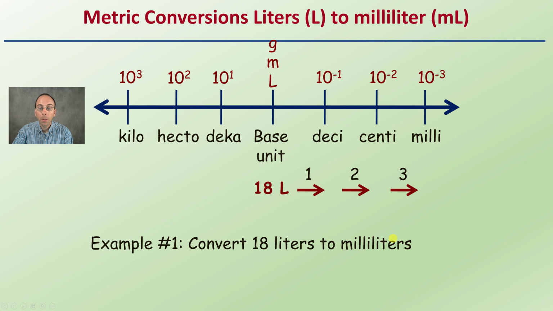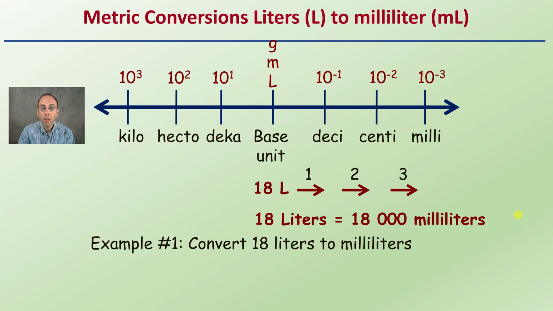We're converting liters to milliliters. It's going to be a much larger number. So we're going to move that 3 spaces to the right, making it a much larger number because milliliters are a very small unit of measure. Liters are larger. So 18 liters would be converted to 18,000 milliliters. Simply move that decimal 3 places.